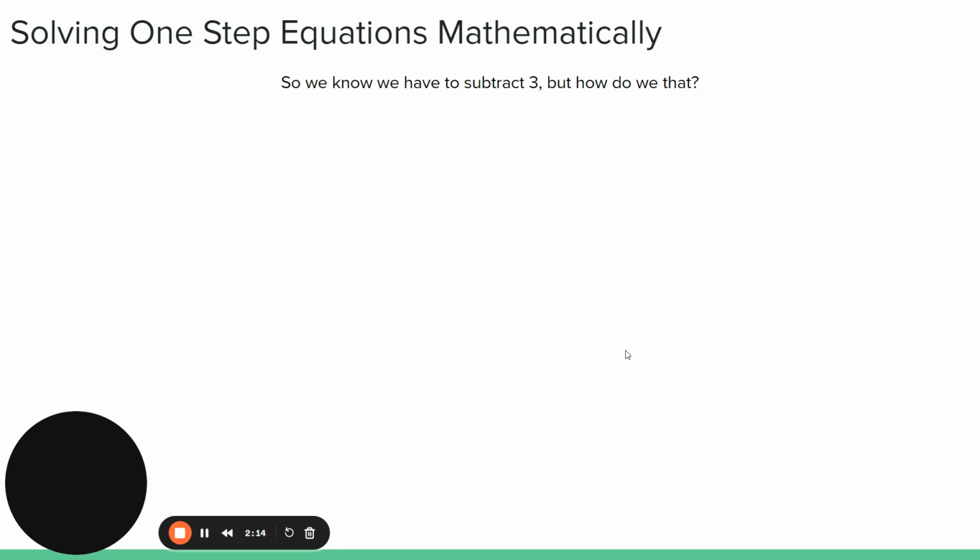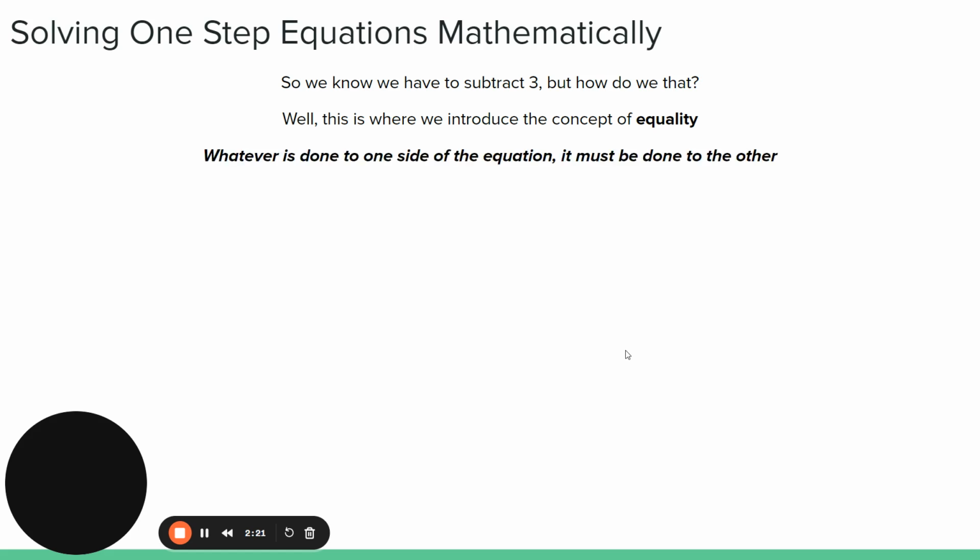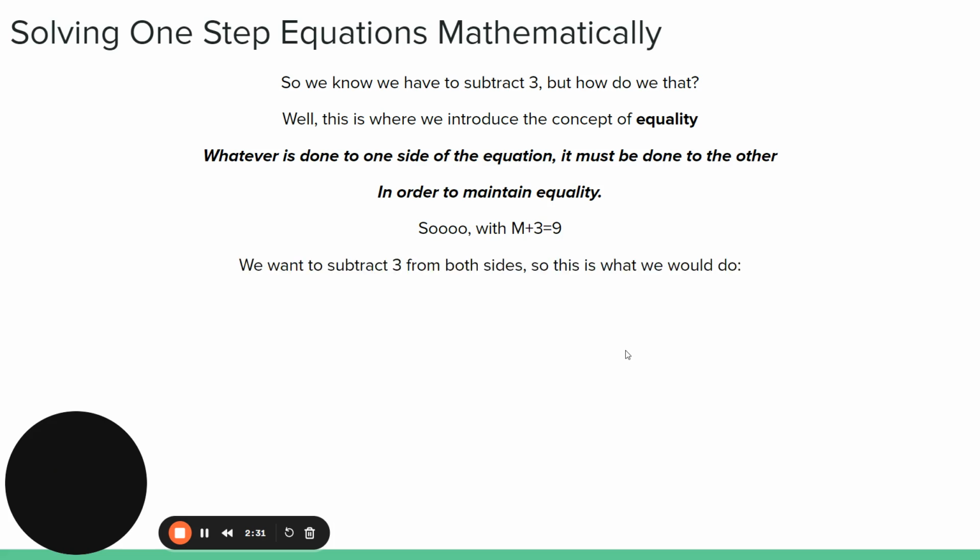So we know we have to subtract 3, but how would we do that? This is where we introduce the concept of equality. Whatever is done to one side of the equation, it must be done to the other in order to maintain equality. So, with m plus 3 equals 9, we're going to subtract 3 from both sides. This is how it would look. M plus 3 minus 3 equals 9 minus 3.